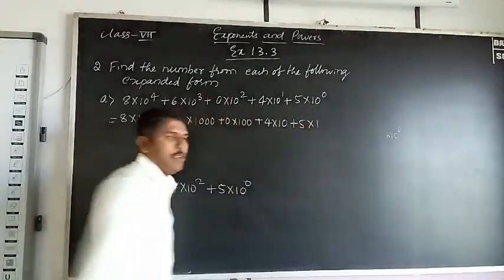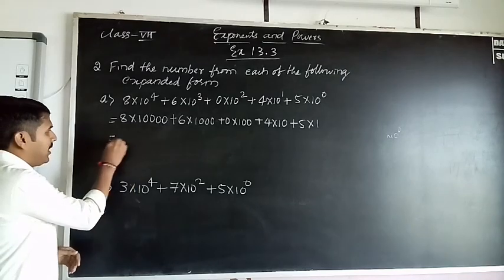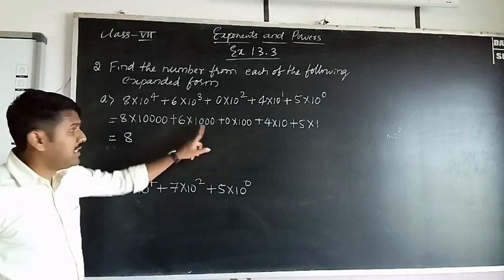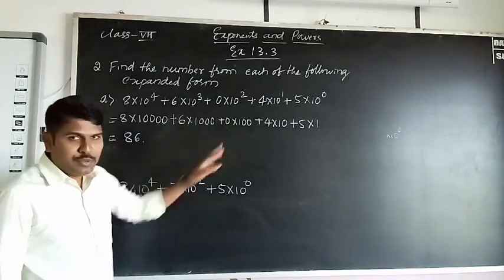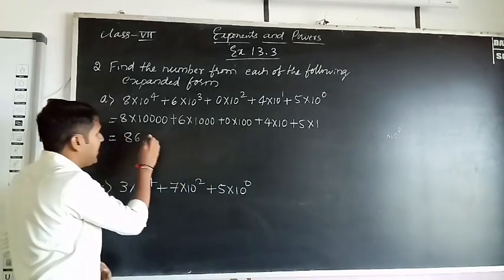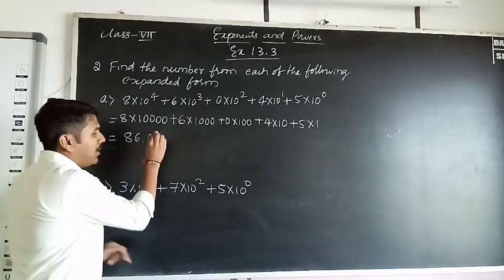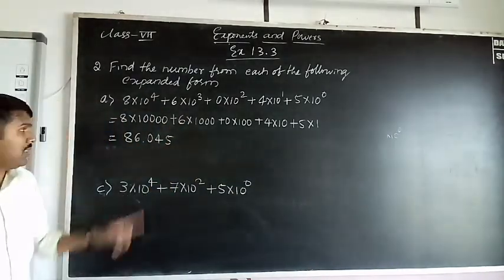Next, 5 into 10 raised to 0 means 1, isn't it? 5. So now 8's place value is 80,000. So this is 6, place value 6,000. That is 86,000. 0 means it is in the hundreds place. Tens place is 4. Next, ones place is 5. So what is the number?